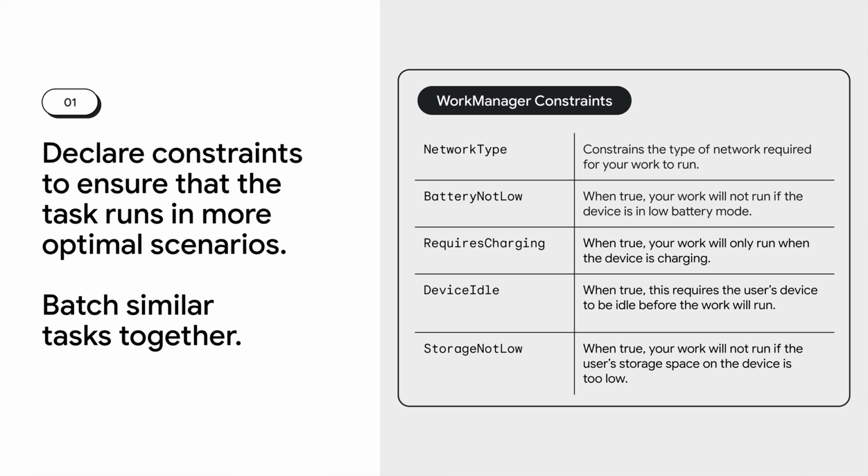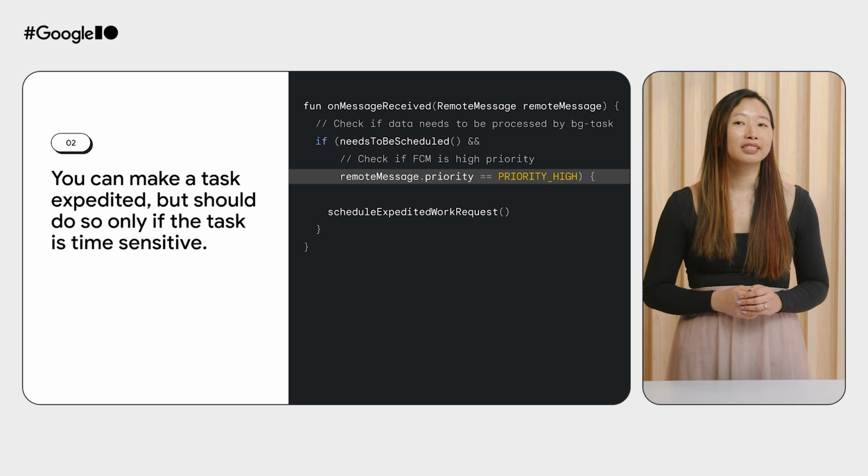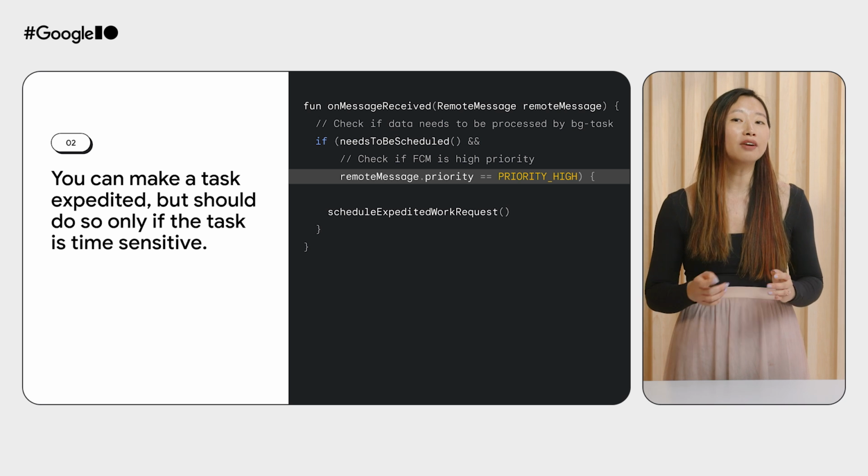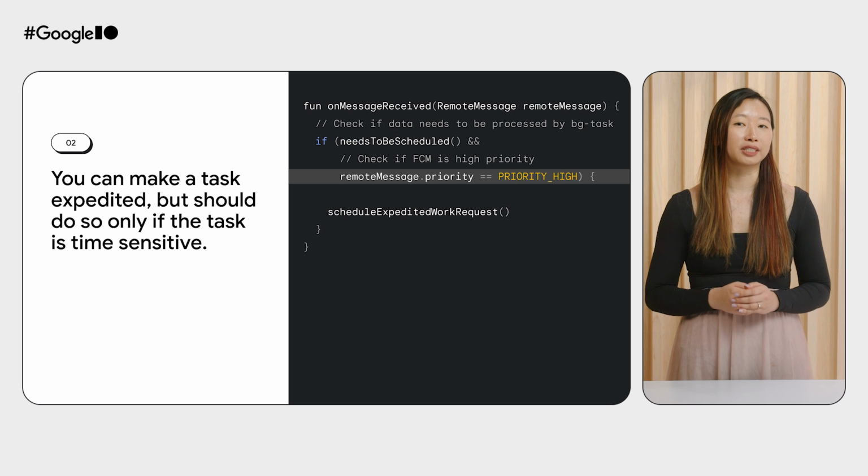Setting constraints, for example, executing while charging or executing on an unmetered network, help ensure that the task executes during less expensive windows of time. The charging constraint is especially recommended on wear devices to minimize battery drain. By default, the system chooses when to run your task when it is most efficient.